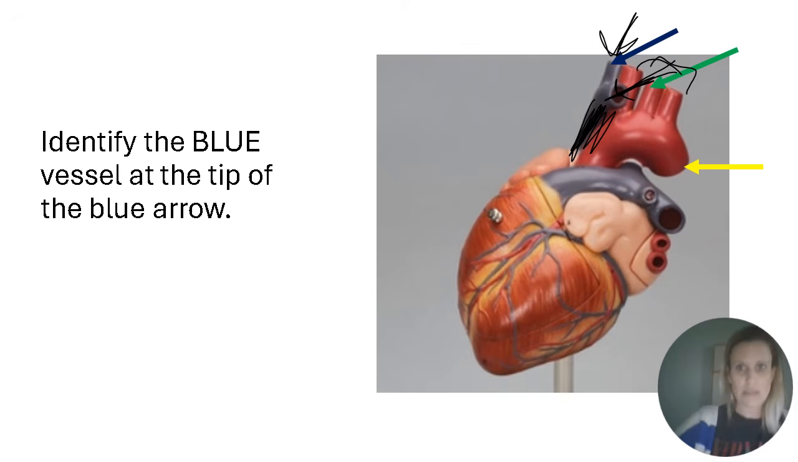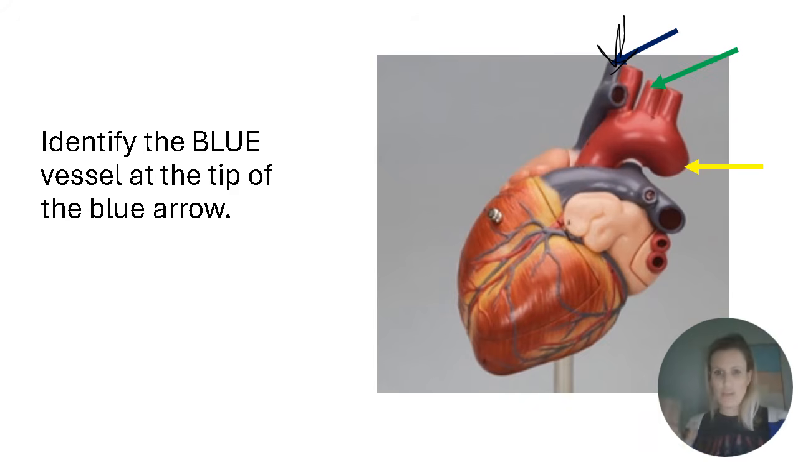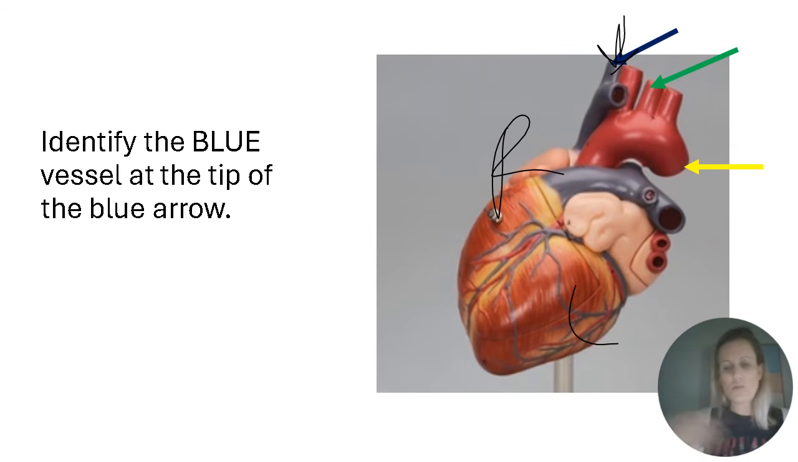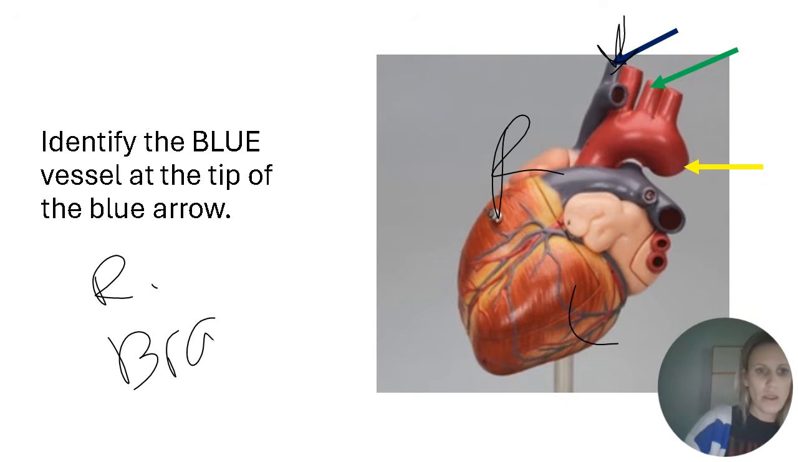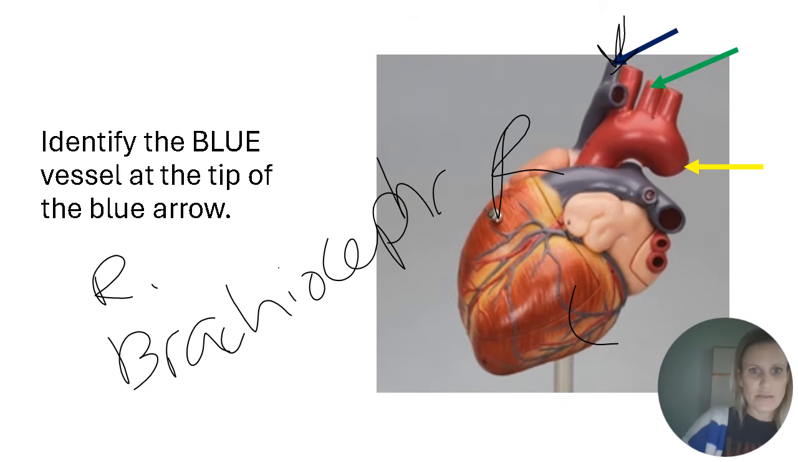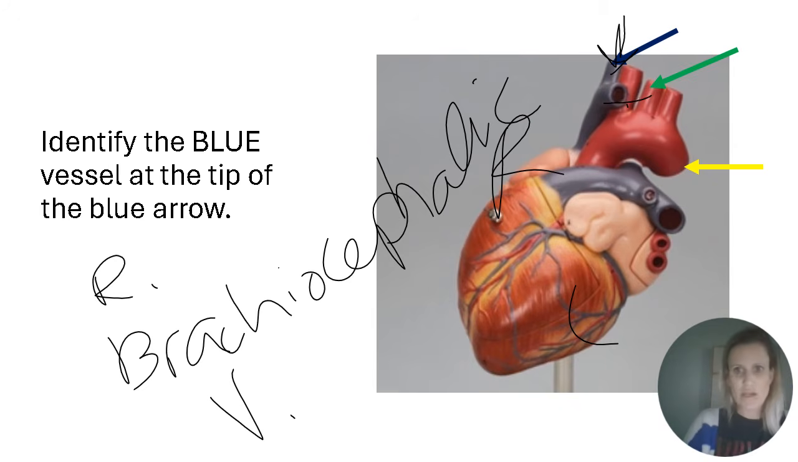brachiocephalic veins. Okay, so we have two brachiocephalic veins. And this is pointing to this one here, which it's kind of hard to tell from this view, but I know that this is the right side of the heart, this is the left side of the heart, so that one's more on the right side. So that is the right brachiocephalic vein. Right, this other one right next to it would be the left brachiocephalic vein.